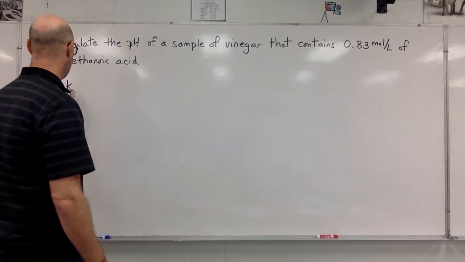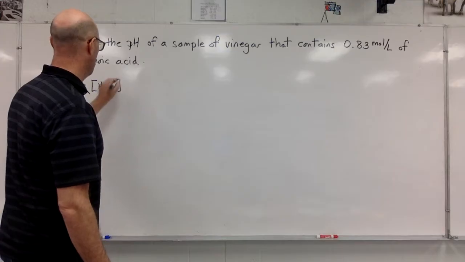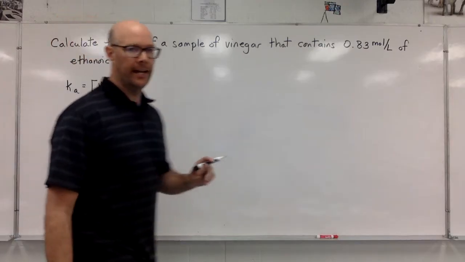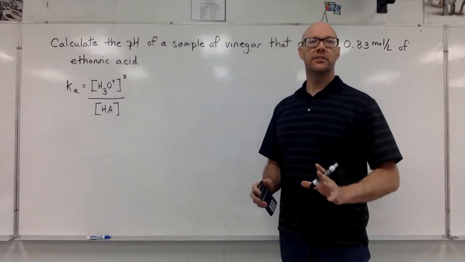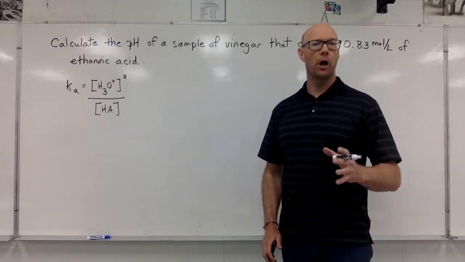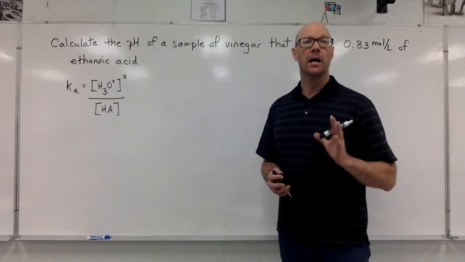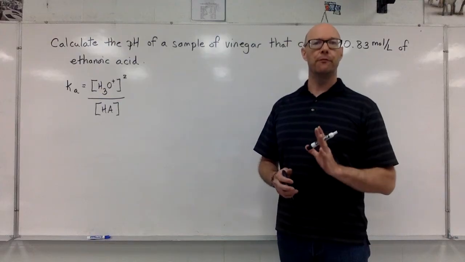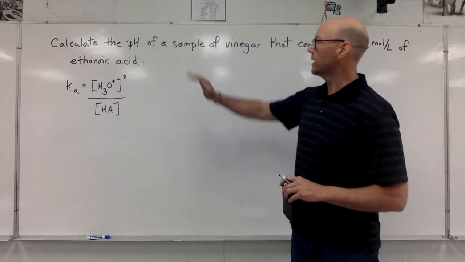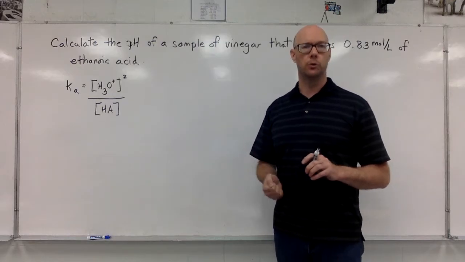We have Ka is equal to hydronium ion concentration squared over HA. Importantly, this is a contrast from when we have to solve for the Ka itself. When we're solving for the Ka itself, we're using a modified version of this formula to bypass the ICE box. If we are being asked to solve for the H3O+, the HA, or like this question, the pH, this is the version of the formula that we must use.